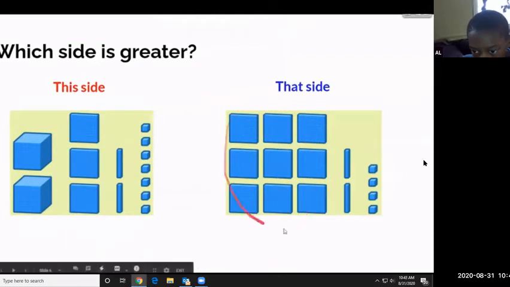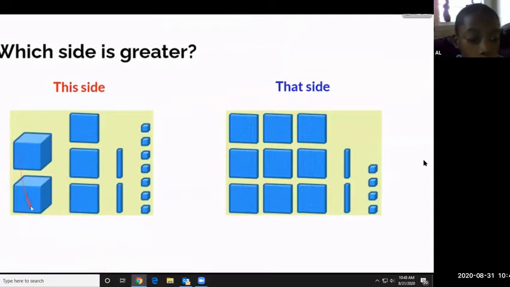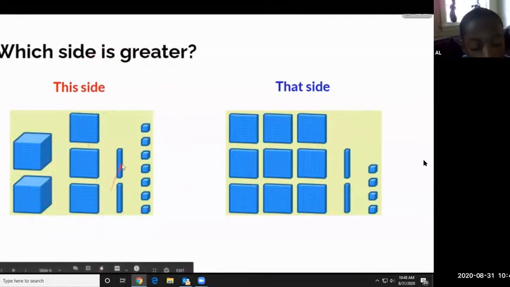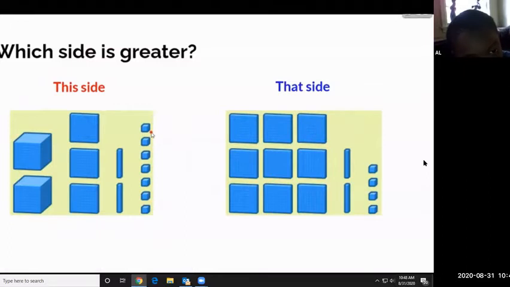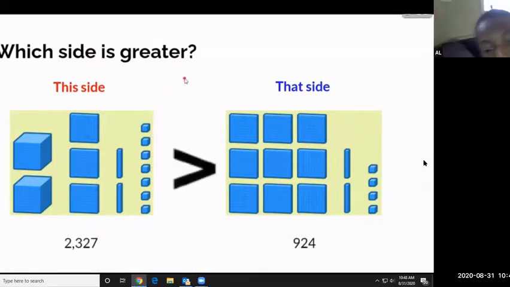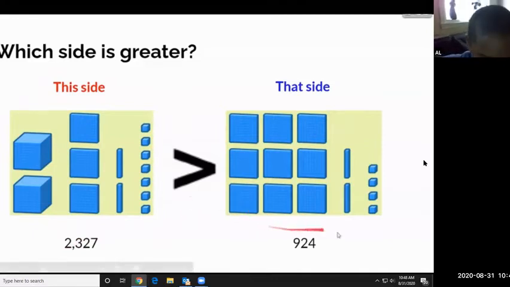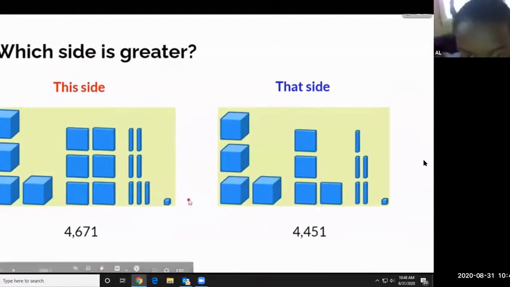But wait, I could stop counting right there, because even though this has more hundreds, it does not have any thousands cube like this side has. That side is only a 3-digit number, 924. This side is 2,327, making it a 4-digit number. So I automatically know that 2,327 is greater than 924 because it has an extra digit, making it a thousands number, while that side is only a hundreds number. Let's try one more.